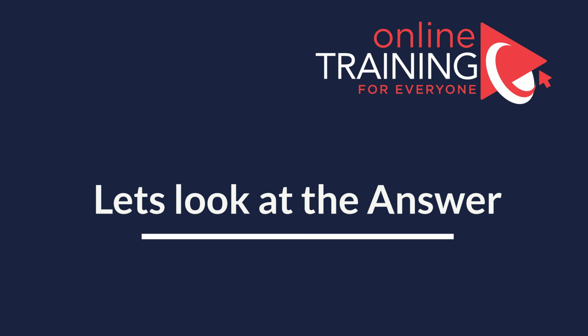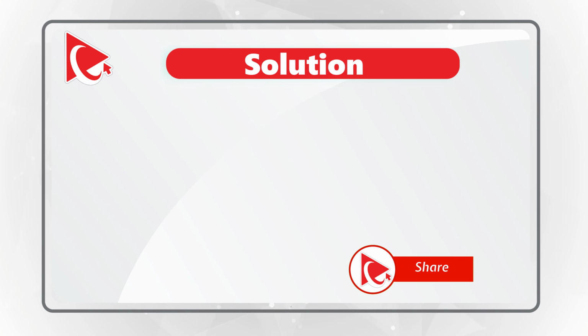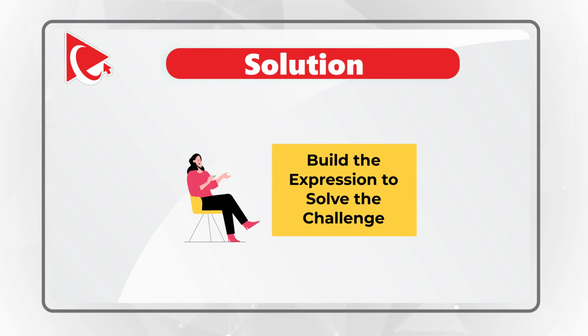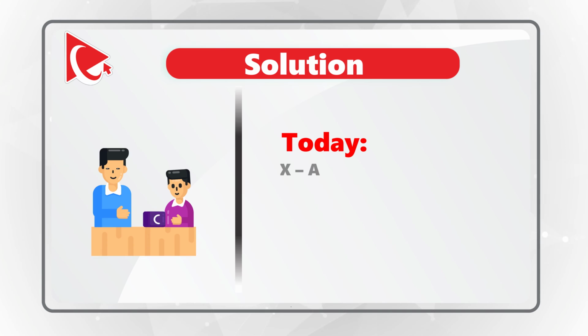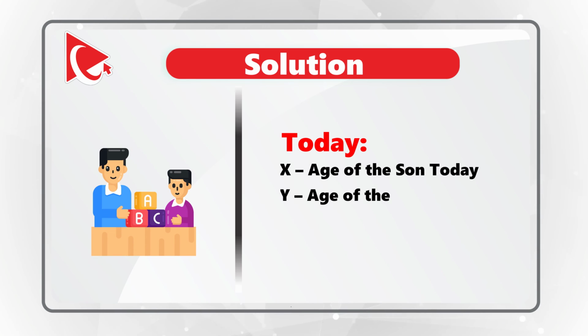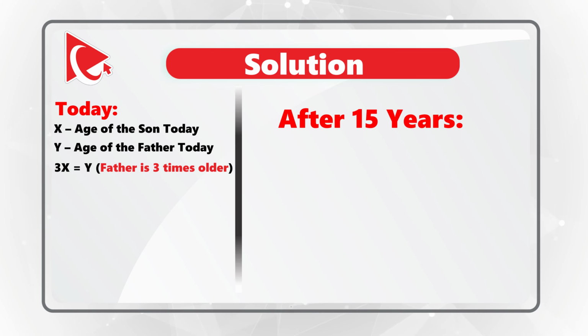One of the ways to solve this problem is to take the number from the solution and see if it will work the math. But instead of doing that, we're going to build the expression and calculate the father's present age. In the first step, we're going to introduce 2 variables. Variable x will represent age of the son today, and variable y will represent father's age today. So our first formula is 3x equals y, which indicates that today father is 3 times older than his son. After 15 years, our expression will be different. The new expression will be y equals 2x plus 15. Because in both cases y is the same, we can build a new expression 3x equals 2x plus 15.